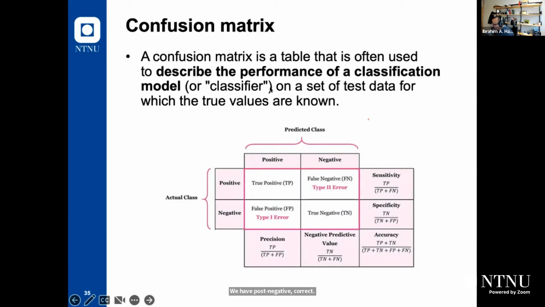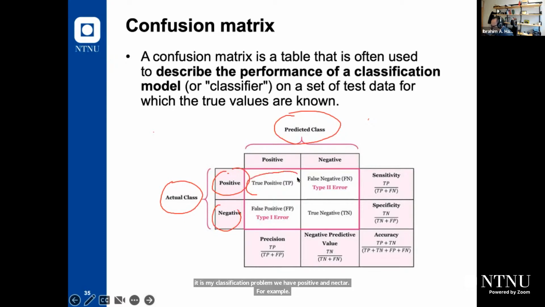So we have those actual classes against predicted classes. If it is a binary classification problem, we have positive and negative, for example. When it's positive and predicted as positive, we call it true positive. So when the actual class is positive and the predicted one is positive, this is a true positive. When it's negative and classified as negative, we call it true negative, right?